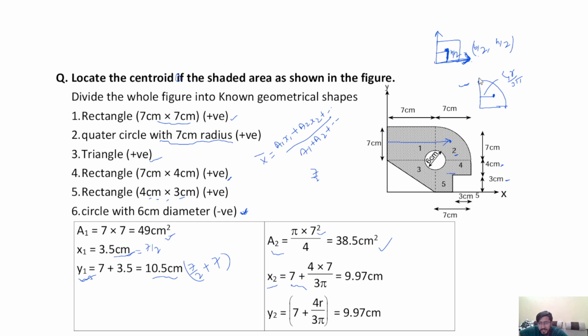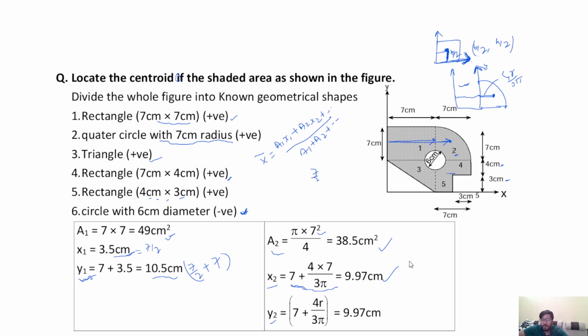If you take the reference axis from here, but the reference axis is far from this point, these lines, so 4r by 3 pi plus this distance means 7 plus 4r by 3 pi. Here r is the radius, so x2 is equal to 9.97 cm.